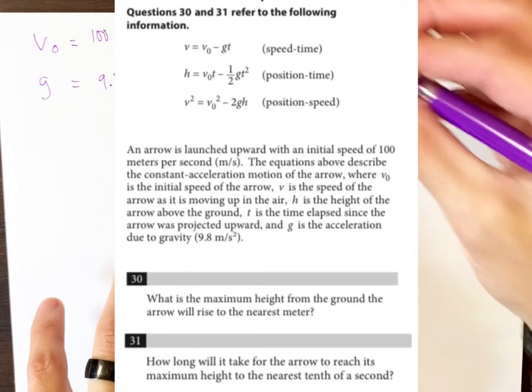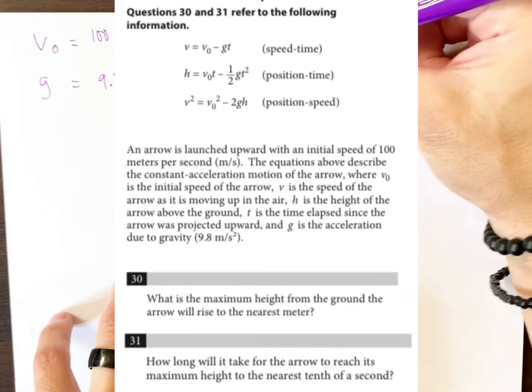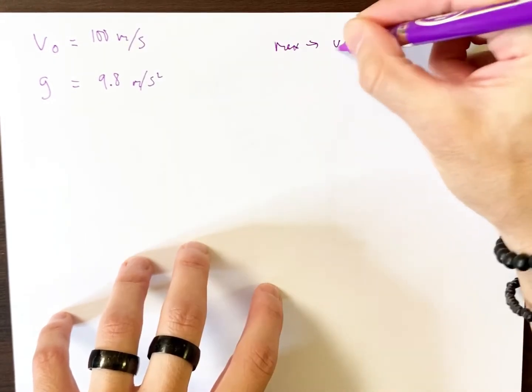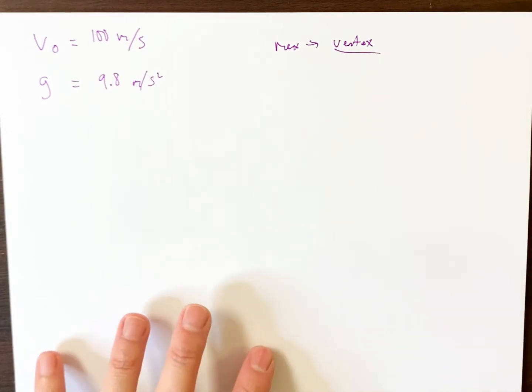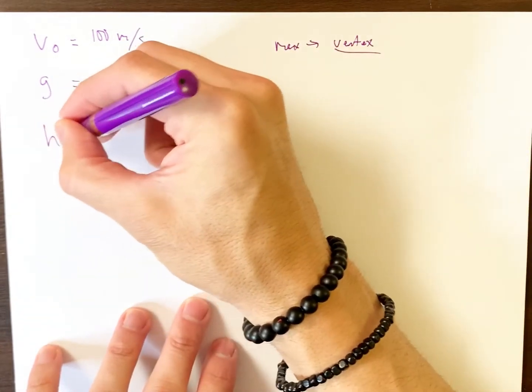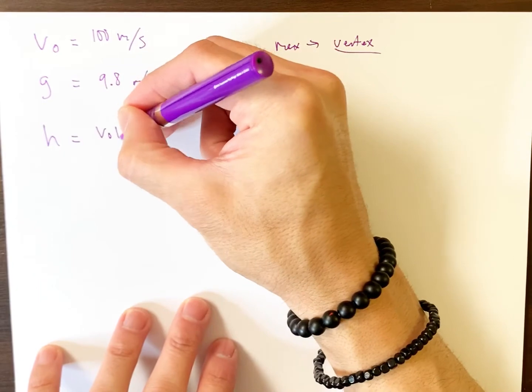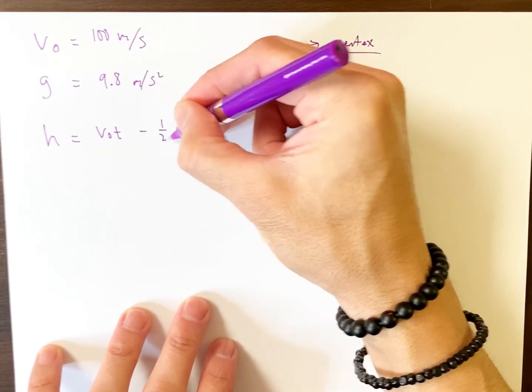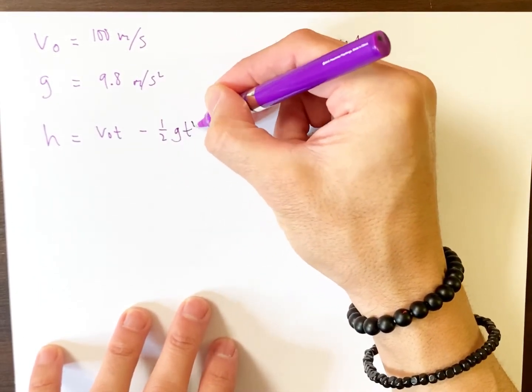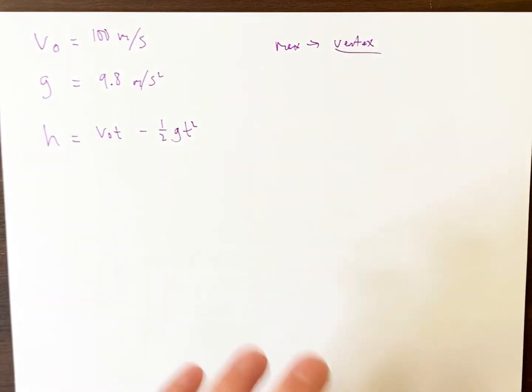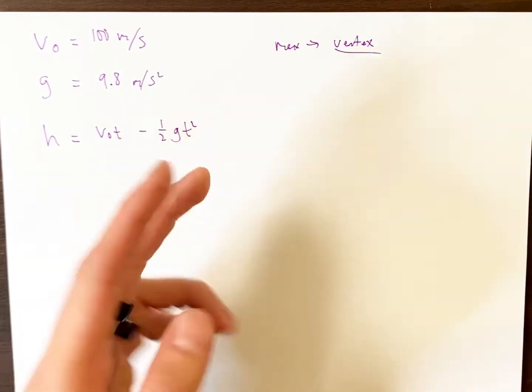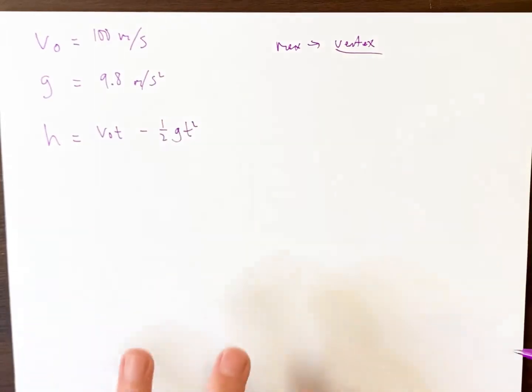When I hear and see the word maximum, I think of the vertex. And that works out well because if you look at your h function, there is a quadratic term in it right there. So what I'm going to do is a couple of things. I'm going to shuffle the pieces around and make these substitutions.